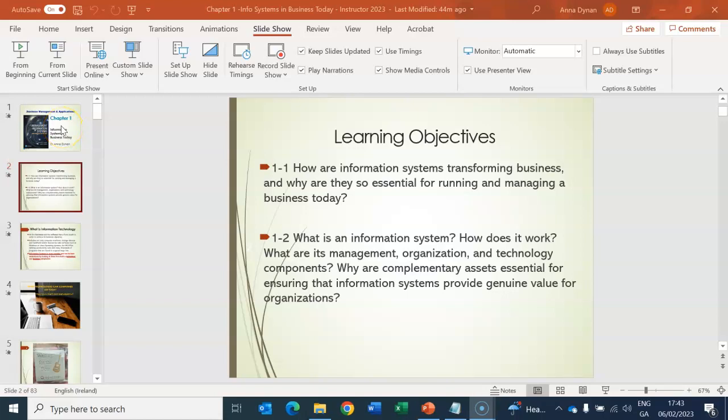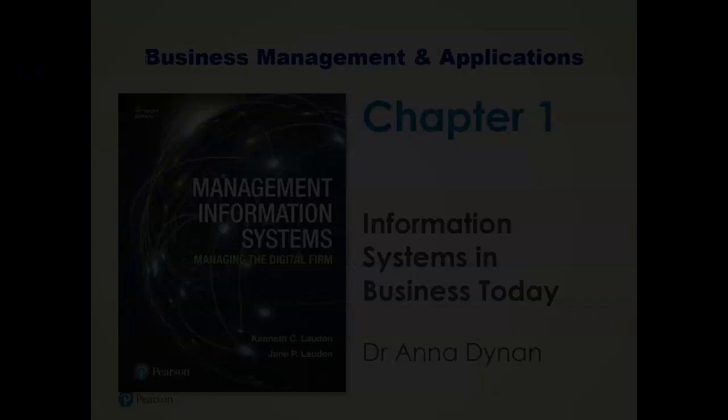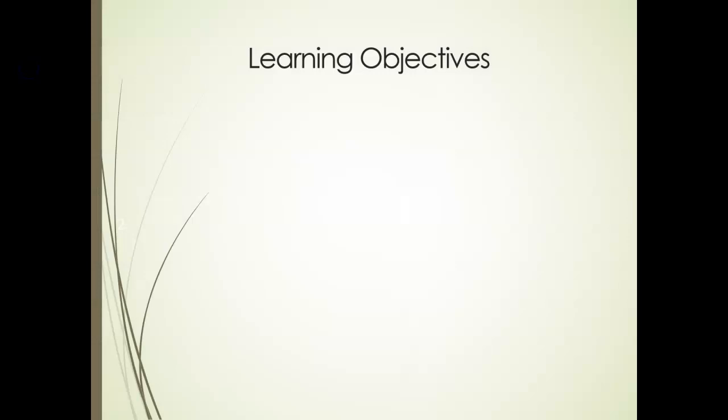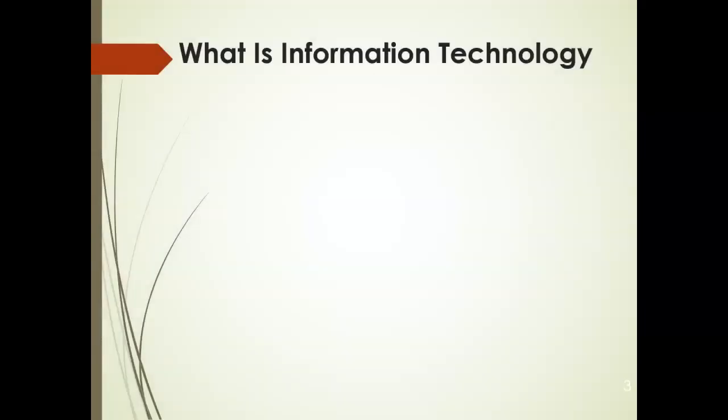Okay, so I just want to start with a revision of what we've done so far. The first chapter we were covering in this particular content is looking at information systems in companies today and how these systems are affecting companies. And then we go on to talk about complementary assets, which I will do in another recording for you.